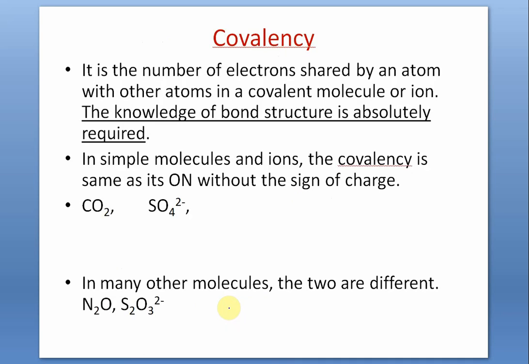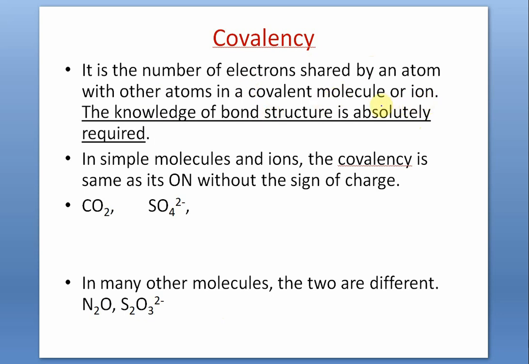Then let's talk a little about covalency. Nobody now bothers about covalency. Covalency is not at all a thing to be serious with. Covalency, just like electrovalency, is the number of electrons lost or gained by an atom or a group of atoms that we call a polyatomic ion or a radical. Here, covalence means the number of electrons shared by an atom with other atoms in a covalent molecule or ion.